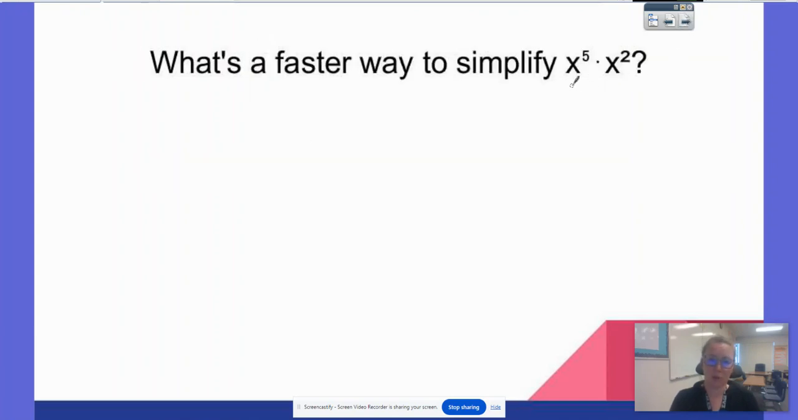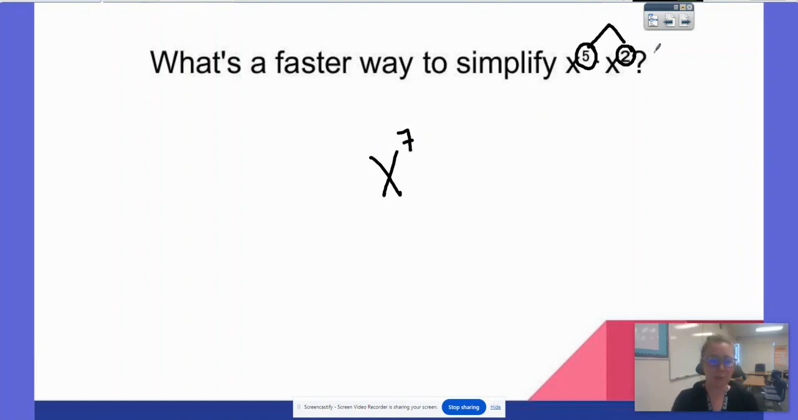Okay, could we have done that faster? In the last slide we wrote out x times x times x times x times x, then put a multiplication sign and did times x times x. Then we counted until we noticed there were 7 of them. Could we do it faster? Yeah, you've probably already caught on to that. What is 5 plus 2? It's 7. So a quicker way would have been, instead of writing all of it out, to just add the 2 exponents.